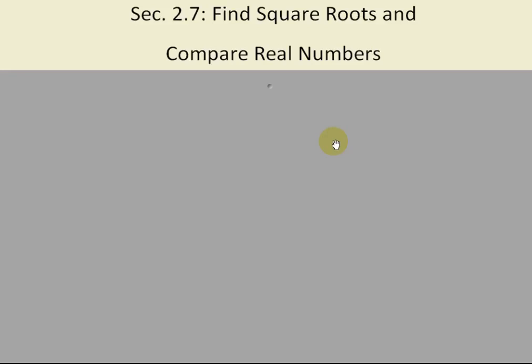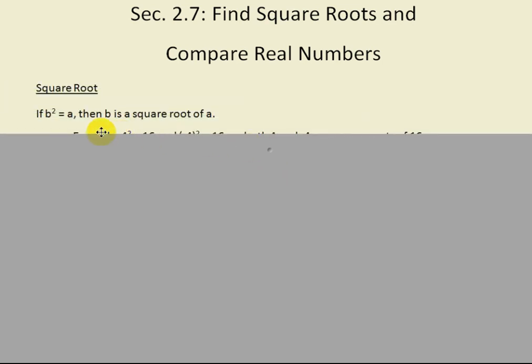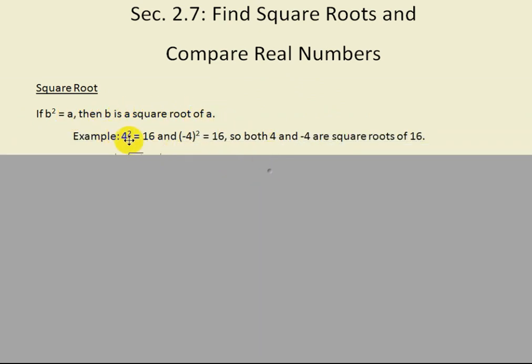In section 2.7, we close out the chapter by looking at square roots and then comparing real numbers, and we're also going to look at irrational numbers, which are part of the set of real numbers. So first of all, square root. If b squared is equal to a, then b is a square root of a. This will make more sense when we see an actual example.